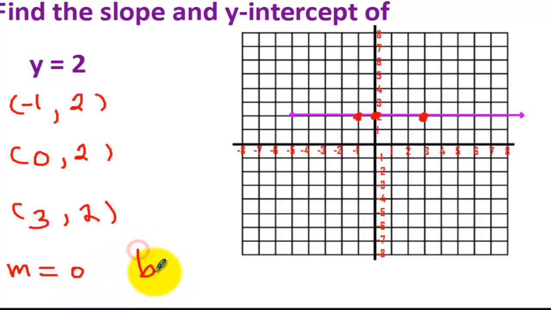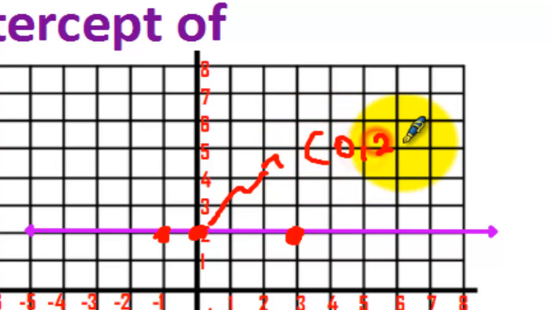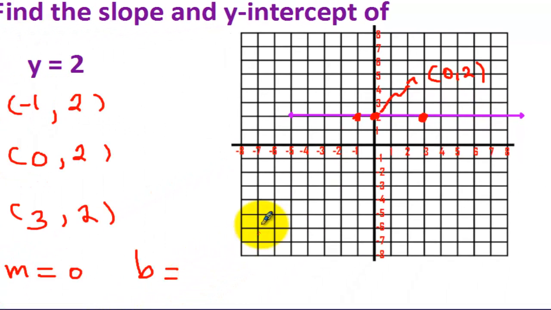What is our y-intercept? Remember that the y-intercept is a point where our graph touches the y-axis. So our line here touches the y-axis on this particular point. And what is this point? This one is 0, comma 2. So our y-intercept is 2. Alright, so from here, y equals 2, the slope should be equal to 0, and our b is equal to 2. Of course, we don't need to do all of these steps.